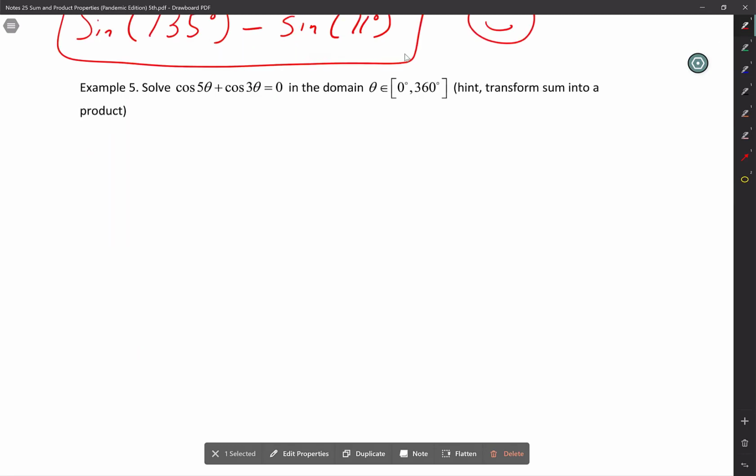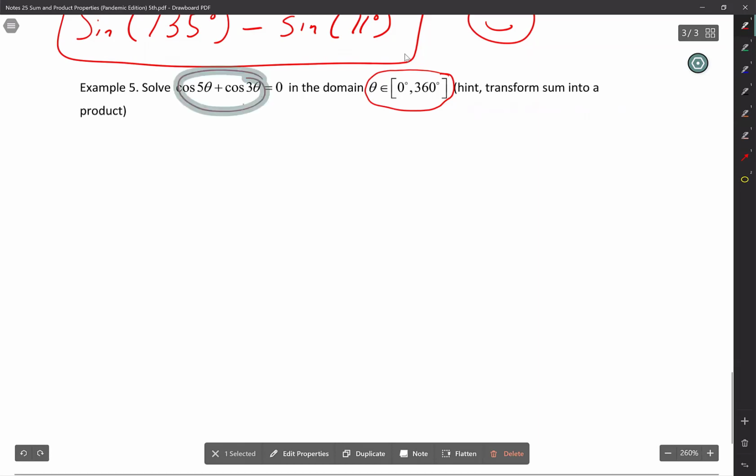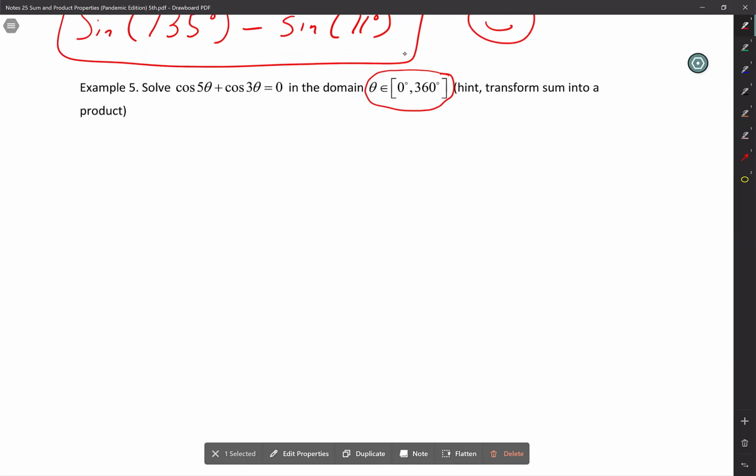Here we go, guys. When you become an engineer or a scientist, it has something like this. It says cosine 5 theta plus cosine 3 theta equals 0, and they want all the answers between 0 and 360. Now, I know you can just plug it into a calculator and find where they intersect. We can plug this into y1 or just see where it crosses the x-axis. But how do you do it algebraically? And it says hint, transform sum into a product. So if I do that, I should be able to figure out the thetas algebraically.